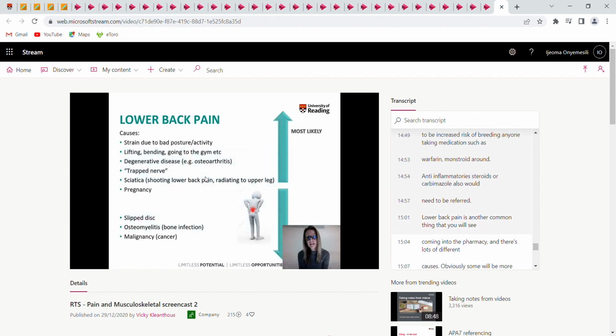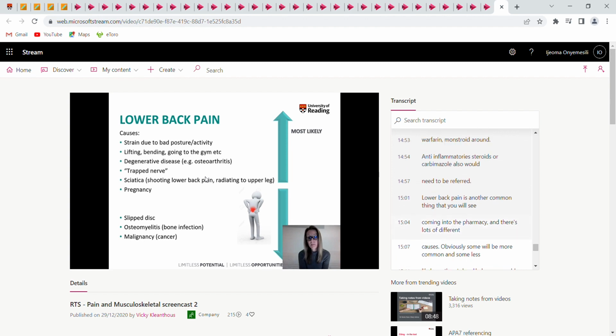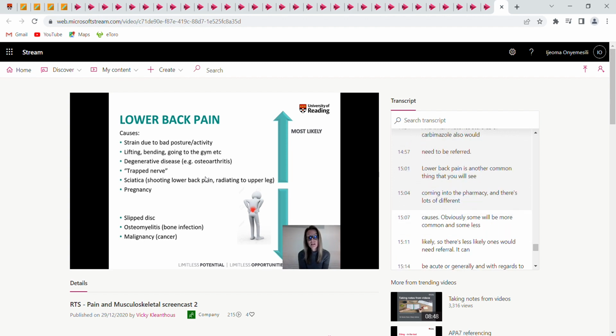Lower back pain is another common thing that you will see coming into the pharmacy, and there's lots of different causes. Obviously some will be more common and some less likely, so those less likely ones would need referral. It can be acute. Generally, with regards to back pain, we say acute is less than 6 weeks, subacute between 6 and 12 weeks, or it could be chronic, which is more than 12 weeks.